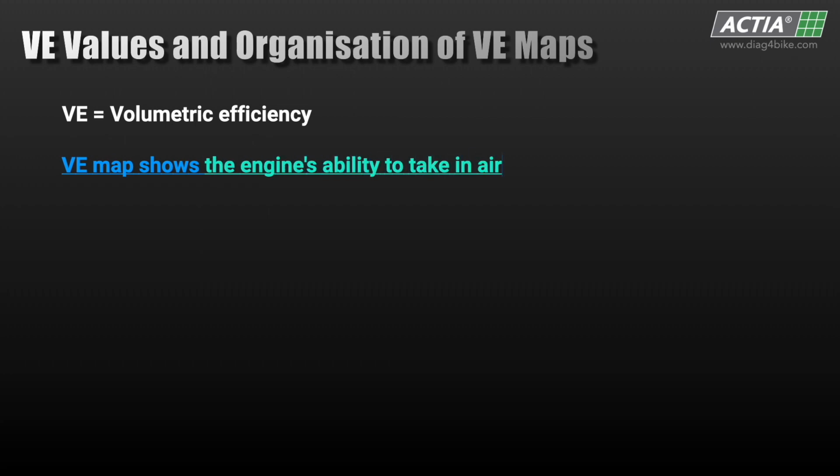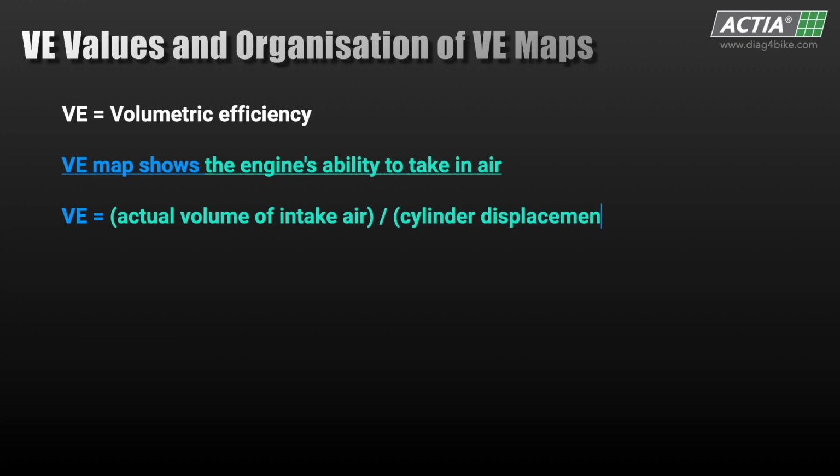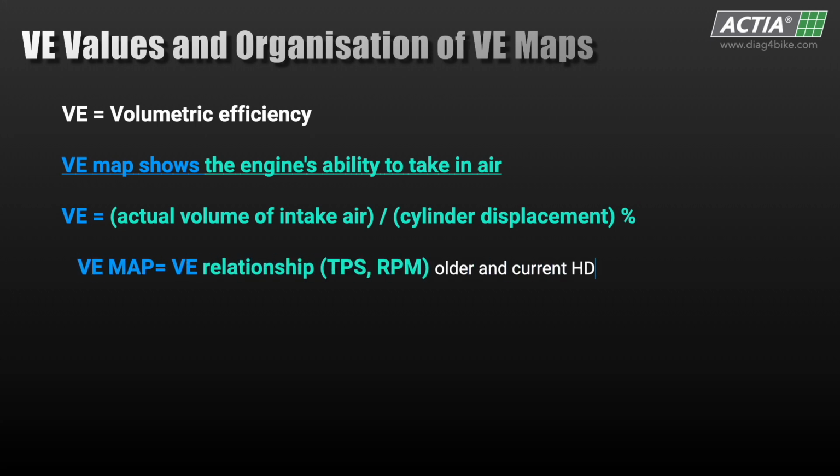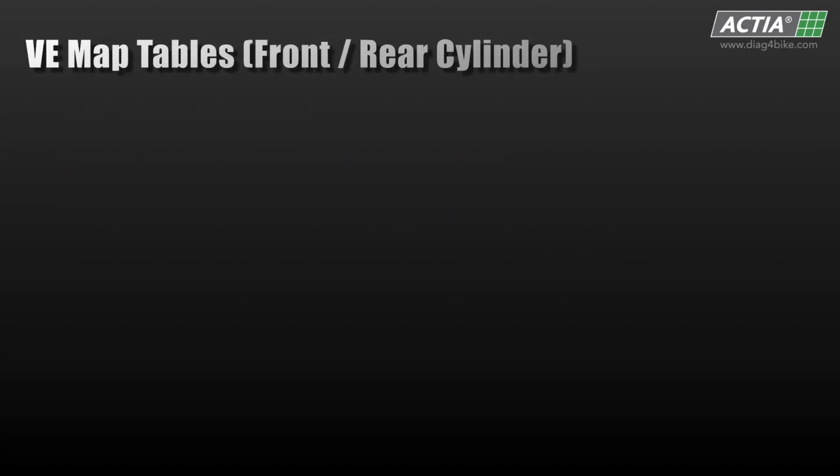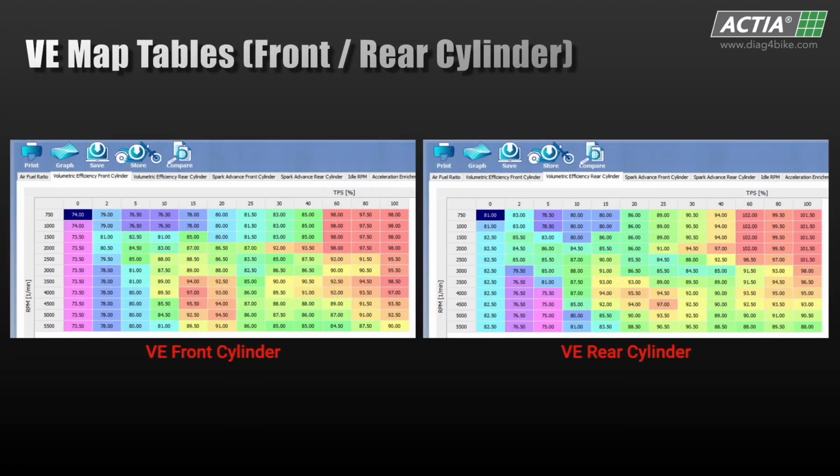The VE value denotes the ratio of the air actually taken in divided by the displacement of the cylinder. The value is stated in percent. Of course, the percentage is dependent on the opening of the engine's throttle valve and on engine speed, or RPM. As a result, there are always two different tables for each cylinder.